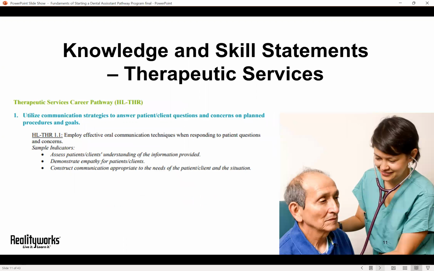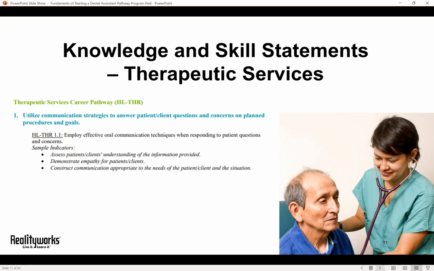And here's an example of one of those knowledge and skill statements that is at that website, but it's specific to the therapeutic services career pathway, which is where dental assisting programs fit. And you can see that this example focuses on effective communication. So if you're building a dental assistant program, think about, do your courses include that type of content? Are you teaching patient communication skills and other soft skills, as well as those technical skills?